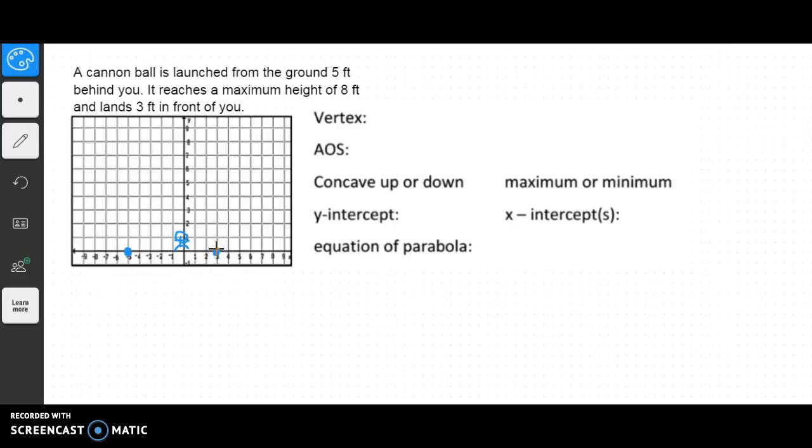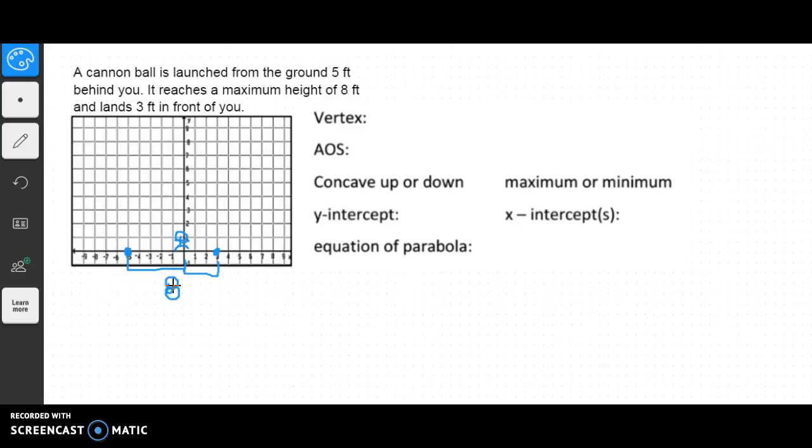Okay. Now here's the confusing part. It reaches a maximum height of 8. So that's not our y-intercept. Okay, I can't just put a point in here, but rather remember that quadratics are very symmetrical. So if these are my two intercepts, that means from here to here is a distance of 5, and from here to here is a distance of 3. So my middle, my vertex, is going to be exactly in the middle of that whole thing. So if I take 5 and 3, I have a distance of 8.